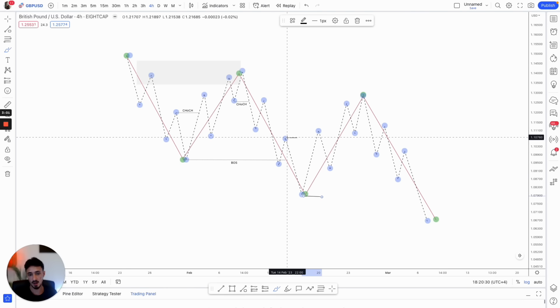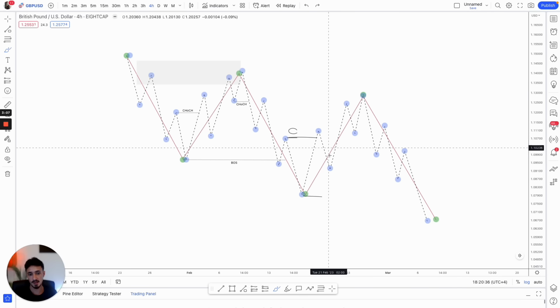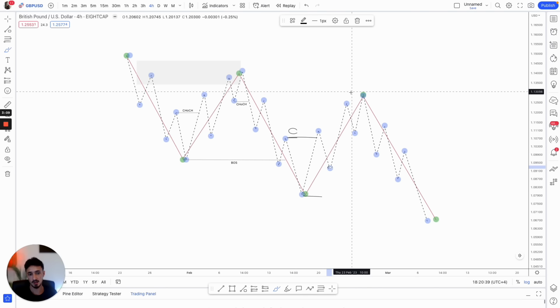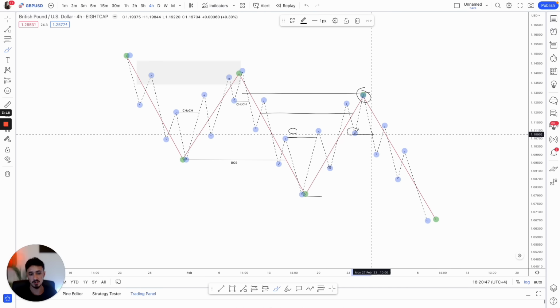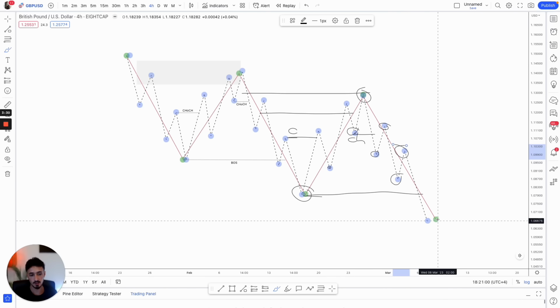Then price puts in a higher high, which again we know is our change of character. And then from there price puts in a higher low, higher high, higher low, higher high. Again, price will then come into some area of supply on the 4-hour time frame. You'll have another change of character where price realigns with the 4-hour, in which you can expect then this low to be taken out. And we have a lower low, lower high, lower low, lower high, lower low.